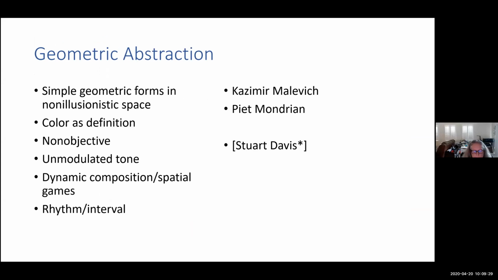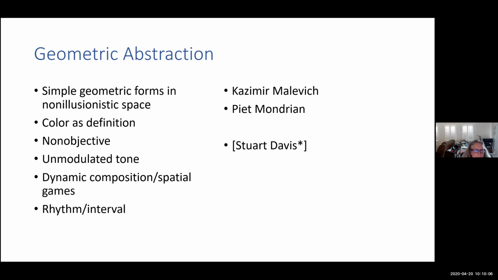So we're going to start early on with geometric abstraction, which starts just after the turn of the 20th century, so around the time of World War I. Geometric abstraction consists of simple geometric forms in non-illusionistic space, meaning that it's pretty much 2-dimensional. There is no attempt to show 3-dimensional space or even objective reality. In fact, it's considered, for the most part, non-objective.